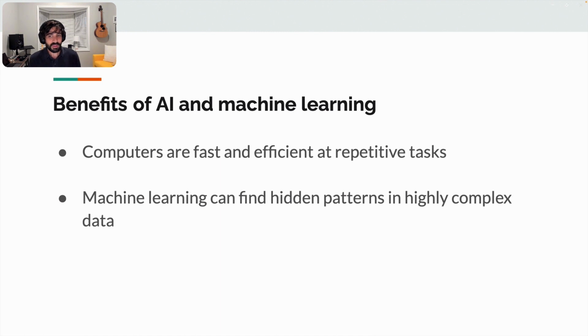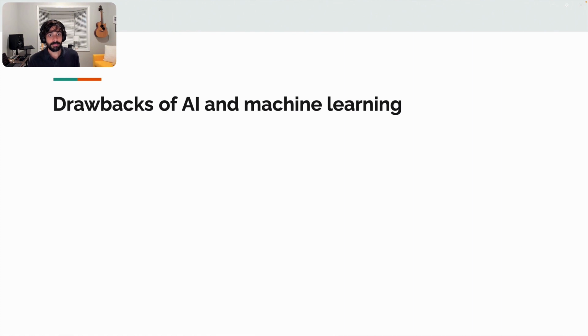Machine learning can also help us find hidden patterns in super complex data. So we showed the example of those images. It would have been very hard to write an algorithm by hand that can determine which category it is, cold day or a hot day. But using machine learning, we find those hidden patterns in the images, and we end up with a model that can represent these patterns for us, and we can use it to make predictions. But there are some big drawbacks of AI and machine learning.